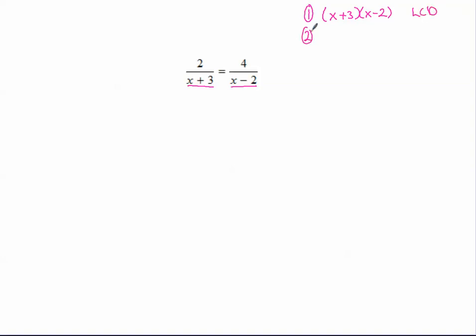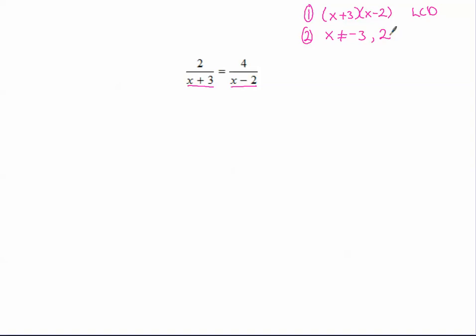Step 2 is I need to note any domain restrictions. Well, my domain restrictions would come from when we're dividing by 0 on these. So we need to figure out what would make our denominators equal to 0. Well, negative 3. So we know that x cannot equal negative 3. And then a positive 2 from this one. So these are two things that x cannot equal. So if we get one of those as the answer, we know it's going to be extraneous.